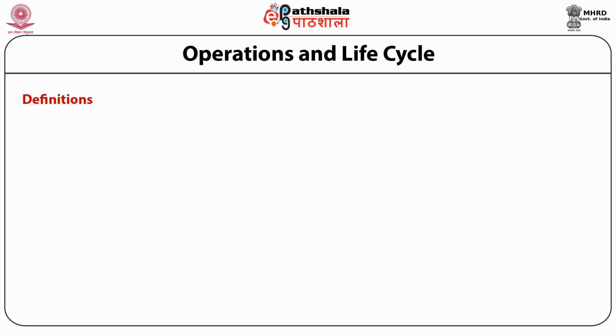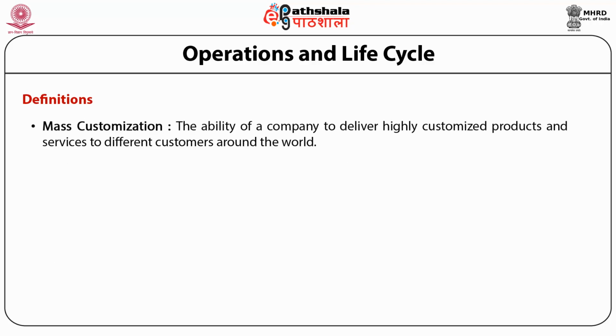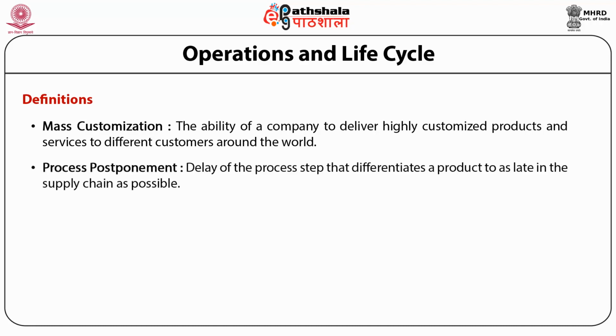Let us understand the next definition of mass customization. Mass customization is the ability of a company to deliver highly customized products and services to different customers around the world. Definition of process postponement: delay of the process steps that differentiate a product to as late in the supply chain as possible.